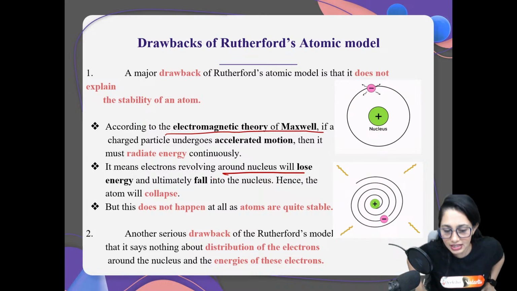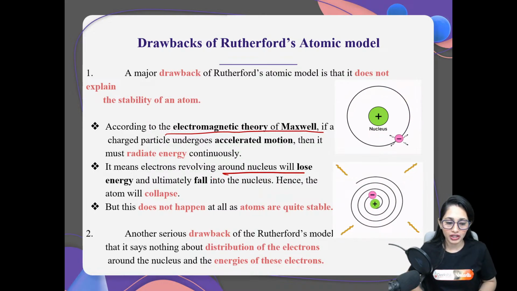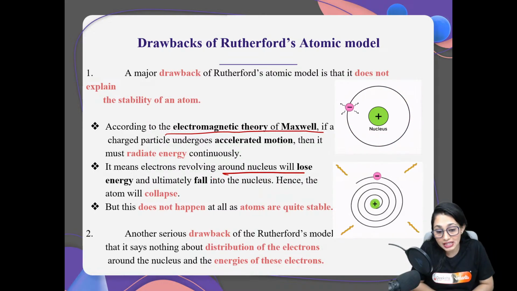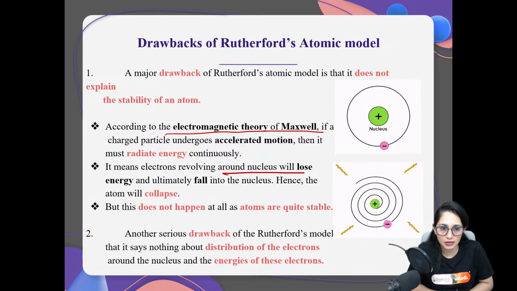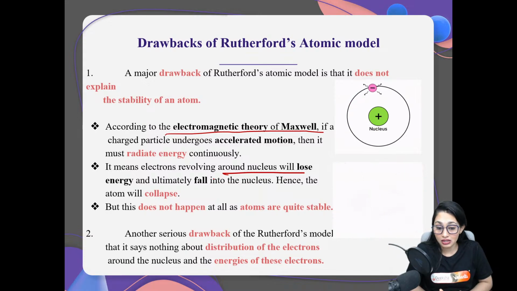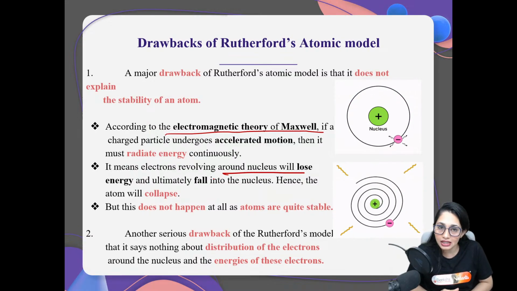Another serious drawback of Rutherford's model is that it says nothing about the distribution of electrons around the nucleus and the energies of these electrons. It has never mentioned electrons. Rutherford only talks about the nucleus, with nothing about where the electron is or how it is distributed around the nucleus.